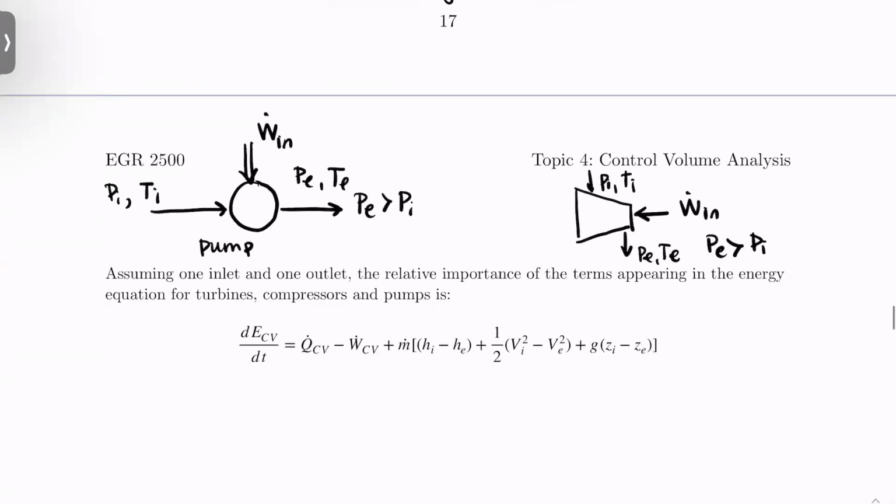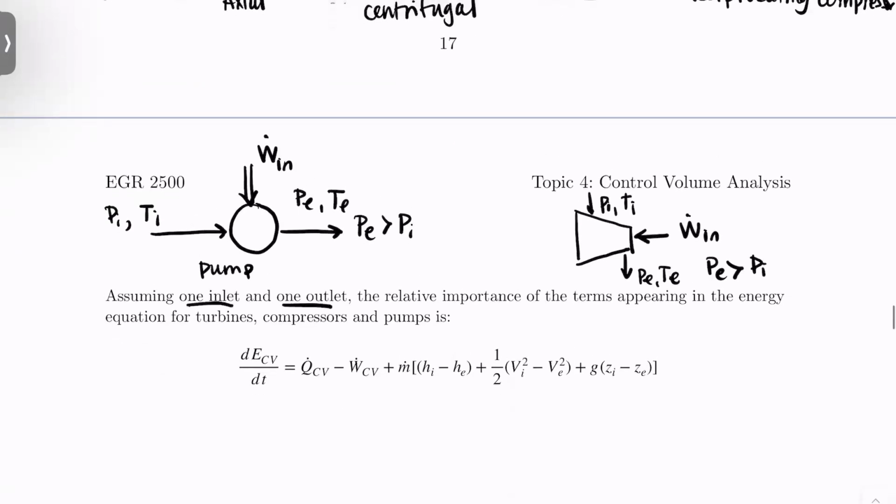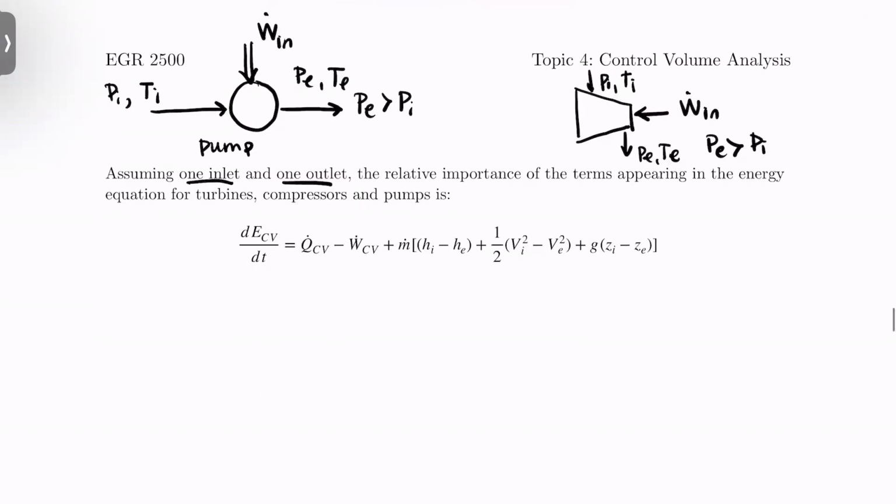So if we assume one inlet and one outlet, we can get rid of the summation signs on our conservation of energy equation. So we just have the one inlet set of terms and then the one outlet set of terms, which I have in this equation here. But now we want to talk about the relative importance of the terms in this equation. We're still assuming that these are generally steady devices. If you remember, we're still in the section where we're talking about steady flow devices. So this is still steady, so our left-hand side goes to 0.